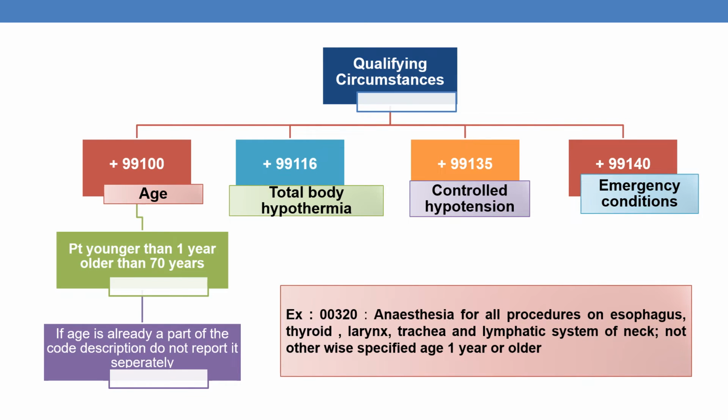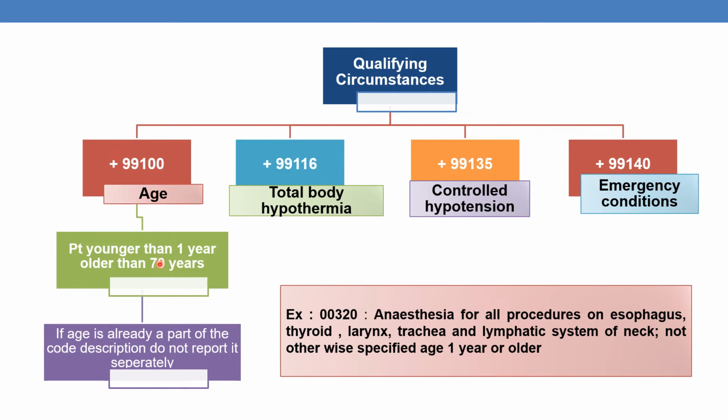Now coming to various qualifying circumstance codes. The first one is plus 99100. As we know, the plus sign indicates it is an add-on code. So plus 99100 indicates the age of the patient. Extreme age: if the patient is younger than 1 year and older than 70 years. If the anesthesia is complicated by extreme age of the patient, that is, patient is less than 1 year and older than 70 years, then you have to use the add-on code plus 99100 as qualifying circumstance.